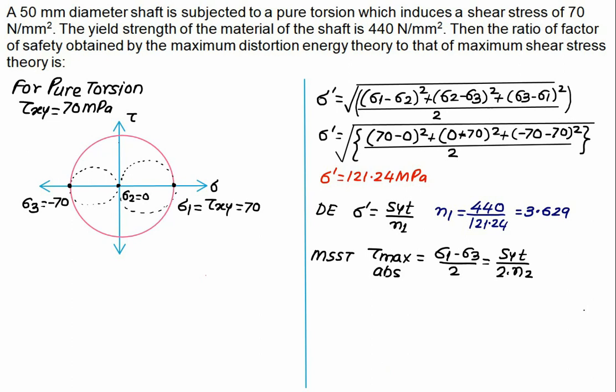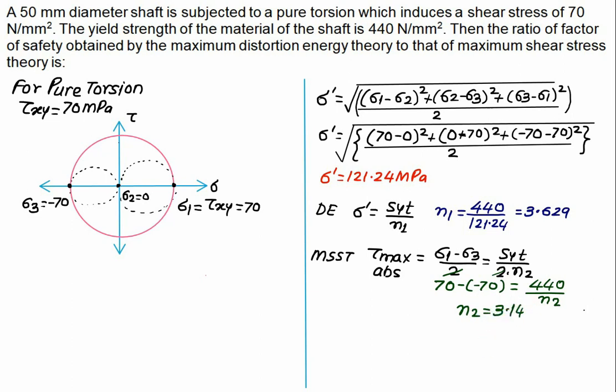Then we can apply the maximum shear stress theory, which is tau max absolute equal to (sigma 1 minus sigma 3) by 2 equal to SYT divided by 2 N2. 2 and 2 will cancel out. We have sigma 1 value is equal to 70, sigma 3 is equal to minus 70. So we have 70 minus (minus 70) and we have SYT is equal to 440 divided by N2. In this case, you will get the value of N2 is equal to 440 divided by 140. That is close to 3.14.